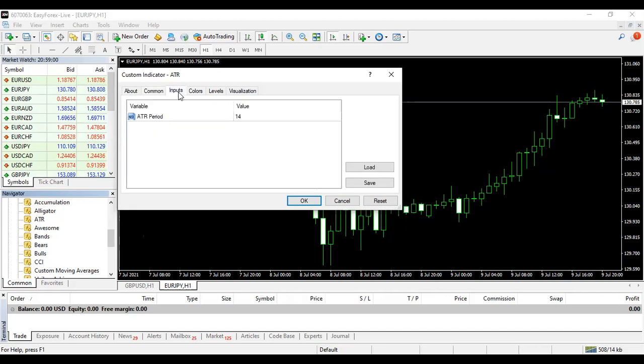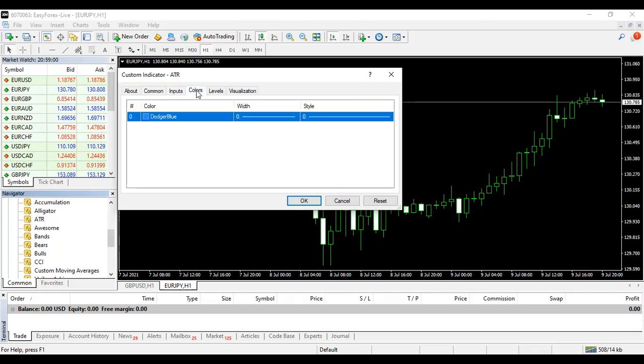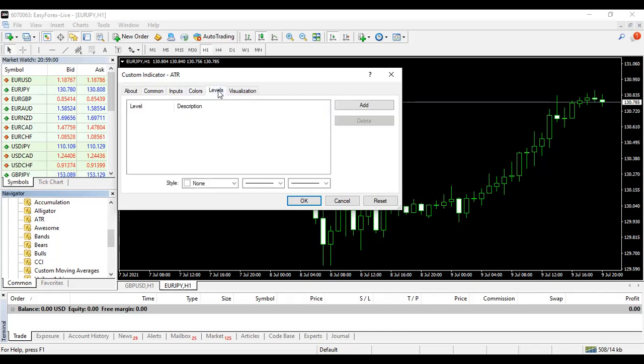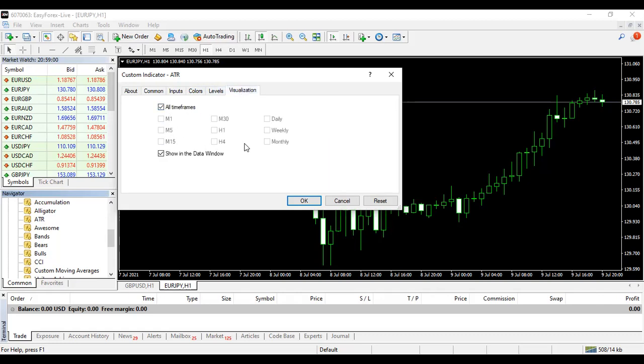So we have input, where in case you want to adjust or edit, you can edit it or tweak it to suit what you want. But we have colors too, the color of the indicator. We have the levels. Here there's none. Then visualization, it's going to be shown on all time frames.